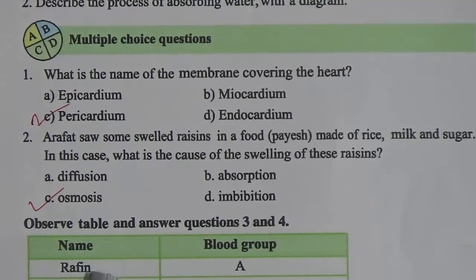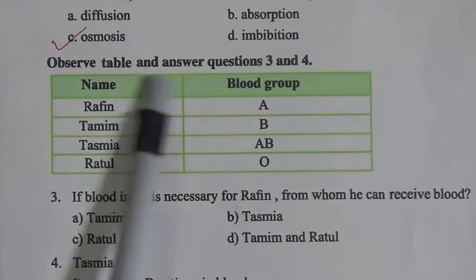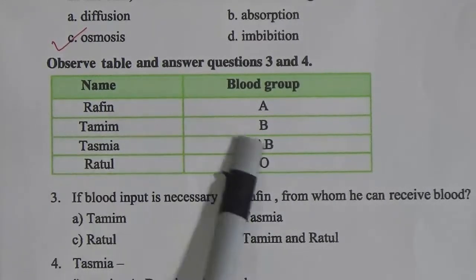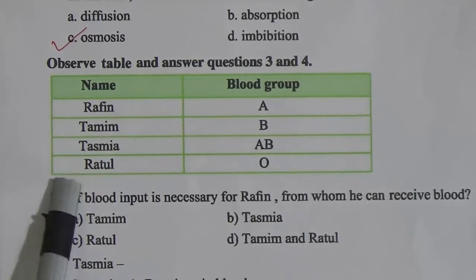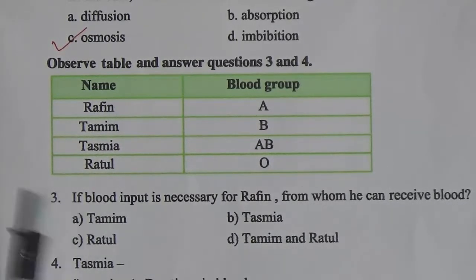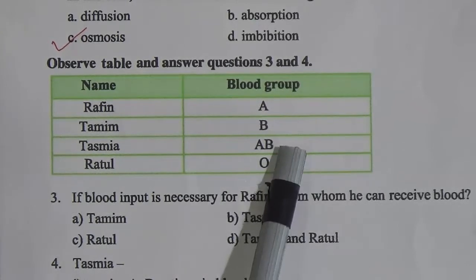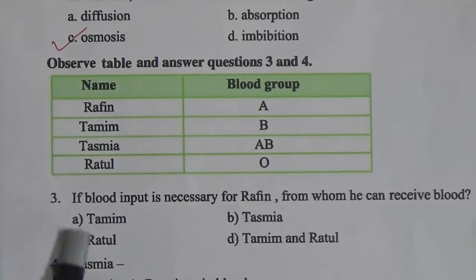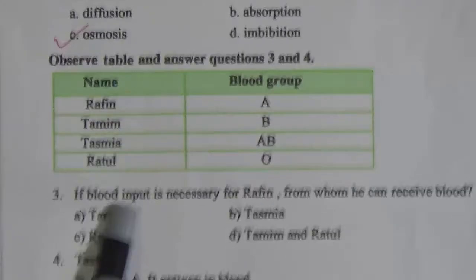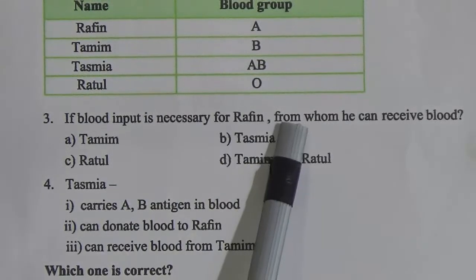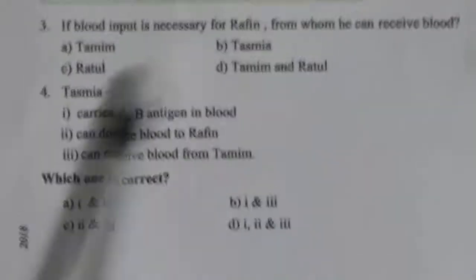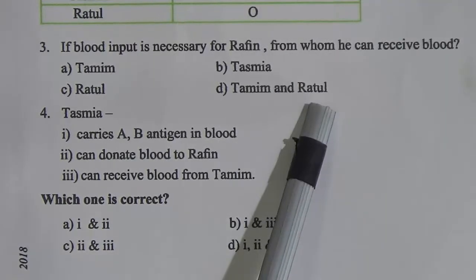Now come to the table, that we have to follow for answering questions 3 and 4. Rafin has blood group A, Tamim B, Tasmia is AB and Ratul is O. Here you have to remember that AB is the universal recipient and O is the universal donor. Now come to question number 3. If blood transfusion is necessary for Rafin, that means blood group A, from whom can he receive the blood? Tamim, Tasmia, Ratul, Tamim and Ratul.